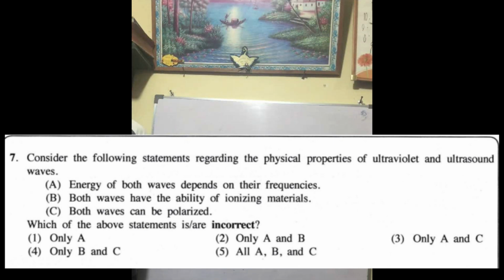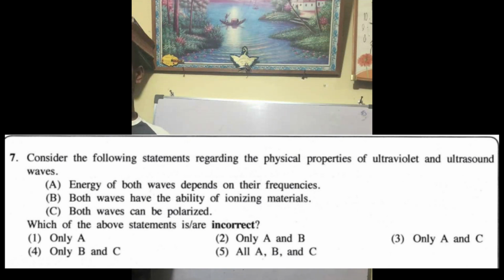No, because ultrasound is not an electromagnetic wave, right? It needs a medium to pass through. Meanwhile, the ultraviolet wave doesn't need a medium to pass through because it is an electromagnetic wave, right? So the second one is also wrong because ultrasound doesn't ionize the material, and also both waves can be polarized.